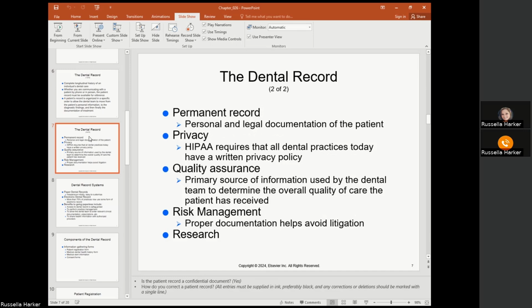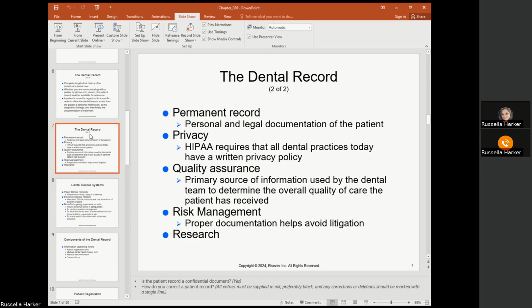So with risk management, proper documentation helps avoid litigation. Risk management basically is for dentists or doctors to avoid litigation or going to court for lawsuits. As noted earlier, the dental record provides documentation regarding a patient's clinical findings, diagnosis, treatment plans, and response to treatment. So for a dentist to avoid litigation, like a malpractice lawsuit, in the process of treating a patient, records have to be kept organized and complete with all of this information.